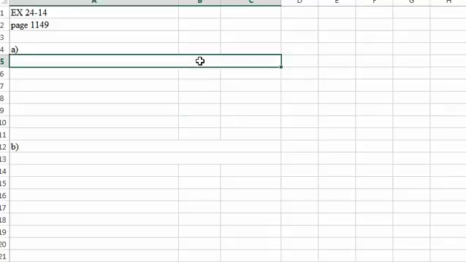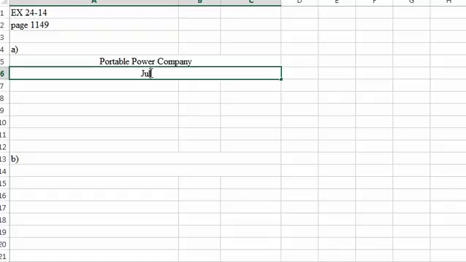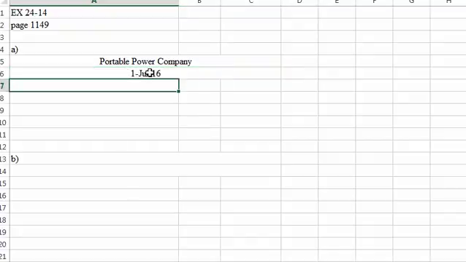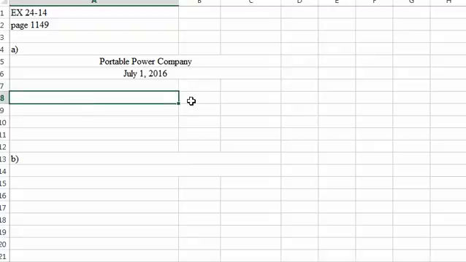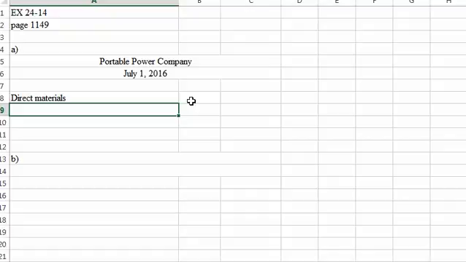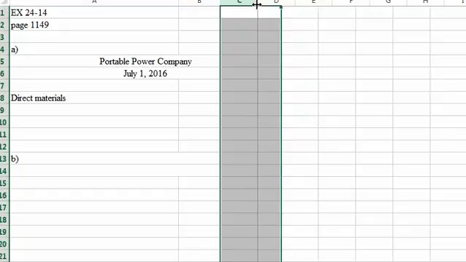First, let's do the company name. It was Portable Power Company. We'll say we're preparing this as of July 1. We'll say last year, 2015. Or it hasn't happened yet, so let's go 2016. Okay, now let's list out. We have direct materials. We want to list all of our variable costs, because they're the only ones that will change if we accept this special order. They're our differential cost, if you will, of accepting this special order.